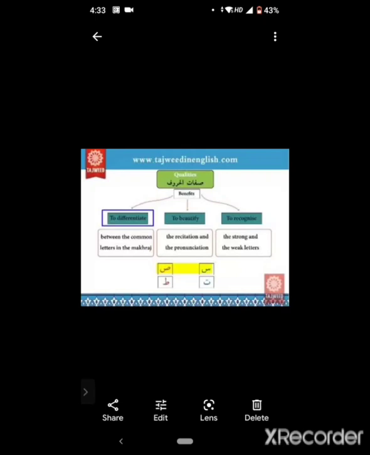And the third is to recognize. There are a few strong letters and a few weak letters. For that also we should know the sifat al-huruf, to know which are strong letters and which are weak letters according to the qualities of those letters.